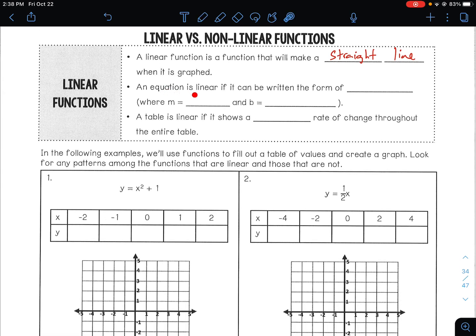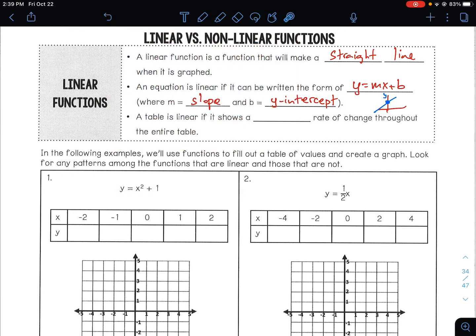An equation is linear if it can be written in the form of y equals mx plus b, where m is the slope and b is the y-intercept. And remember, the slope is the steepness of the line. The y-intercept is where the line touches the y-axis. Remember, the y-axis goes up and down. So the y-intercept is this point right here where our line touches the y-axis.